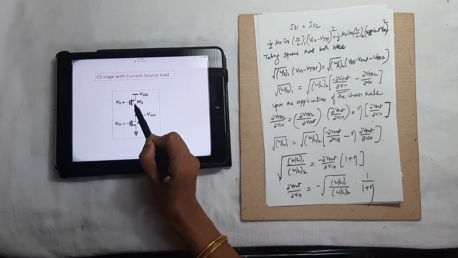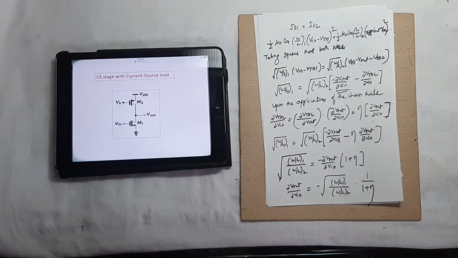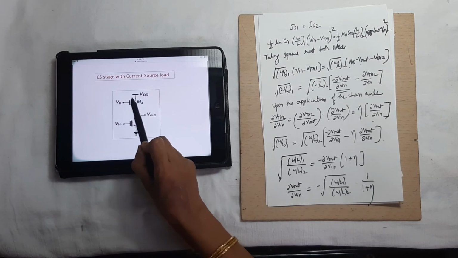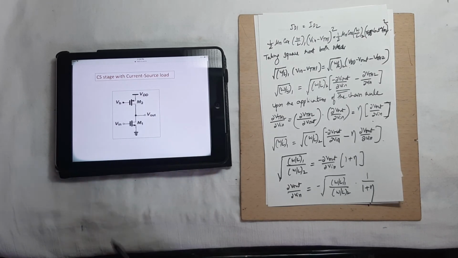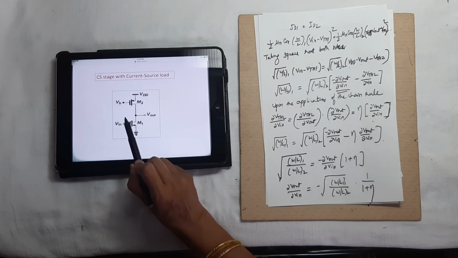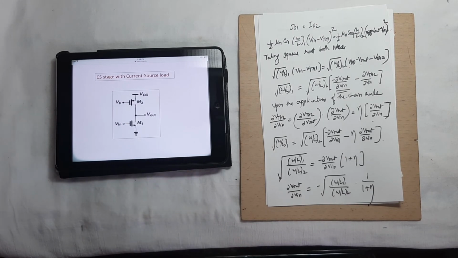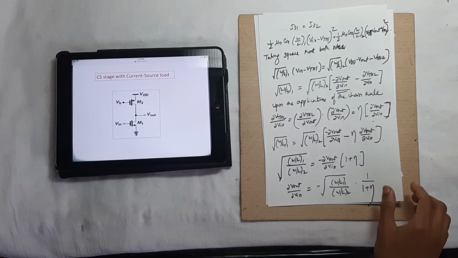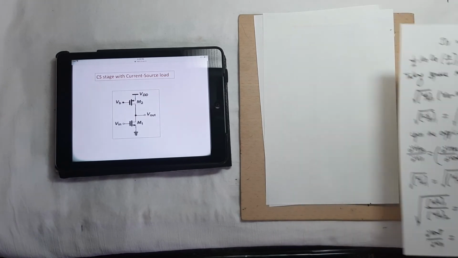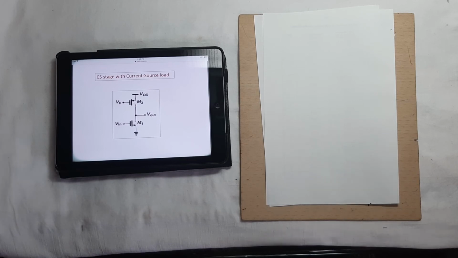Now what we have is that this load is replaced with the current source. First we studied this load as the resistive load. The second circuit we studied this load as the diode connected load. And the third circuit we have studied is the load with the current source. See, in this figure, both the transistors operate in the saturation region. Now, how do we derive the expression for the voltage gain here?